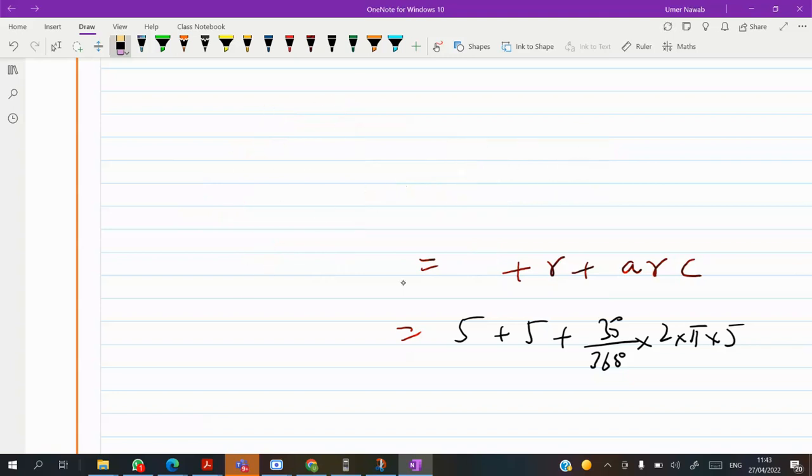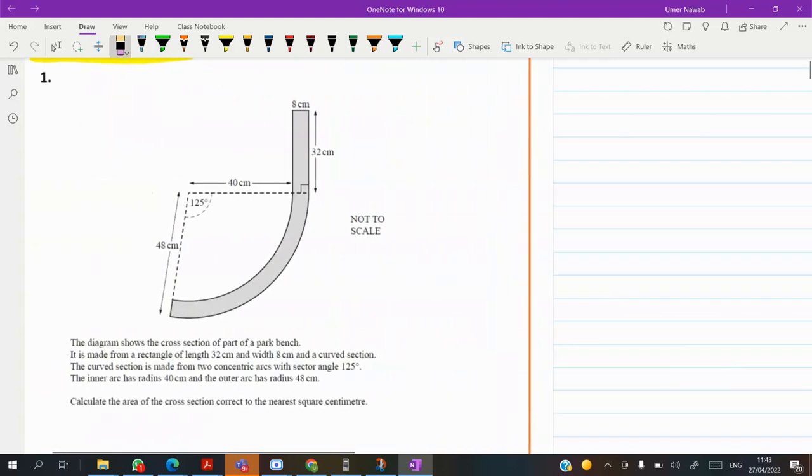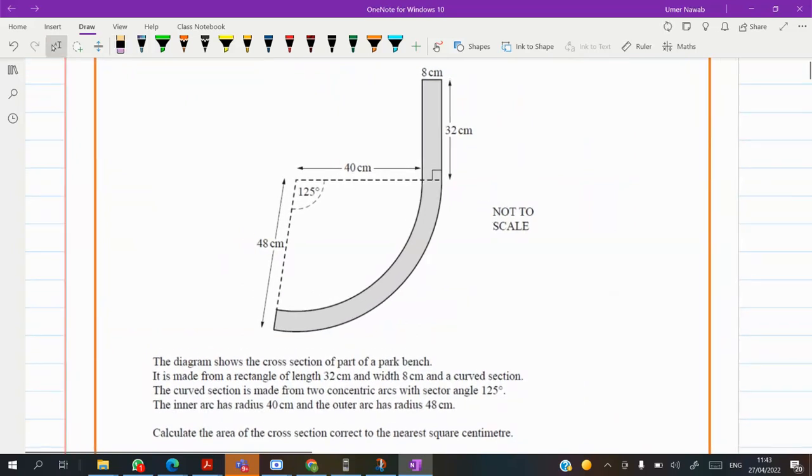So the background information related to arc lengths and sectors has been given. Now, without any further delay, we can carry on with the questions. So let's read the question first. The diagram shows the cross section of part of a park bench. So this is like a bench shape. It is made up of a rectangle, length 32 and width 8 centimeters, and a curved section.